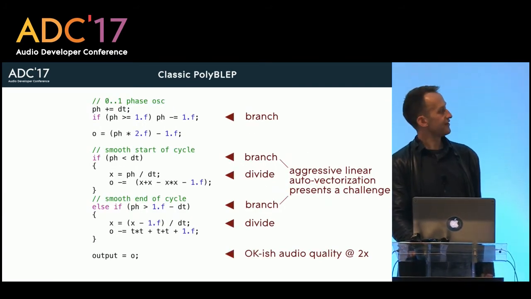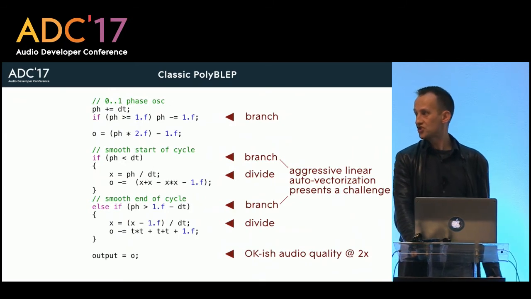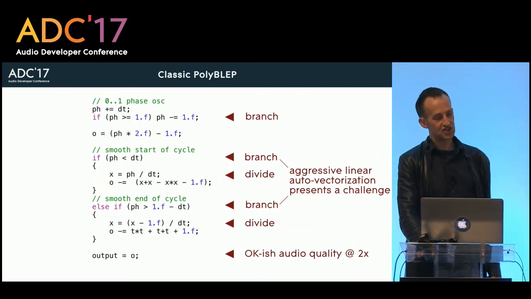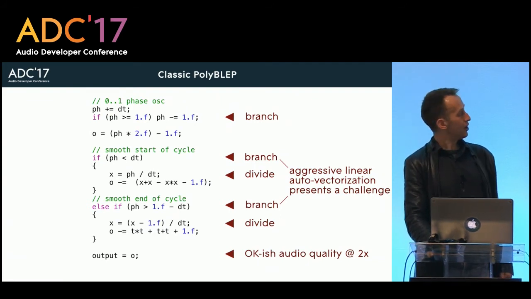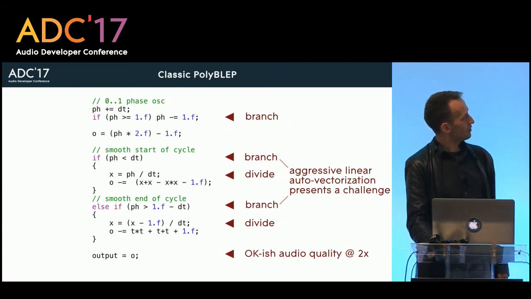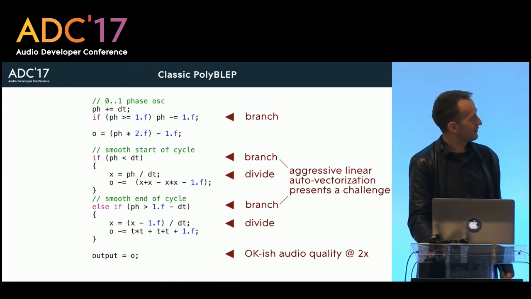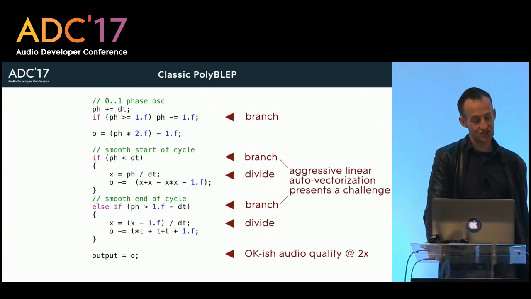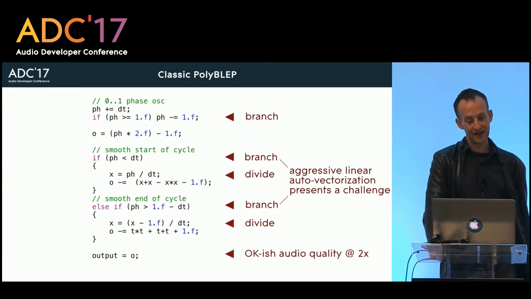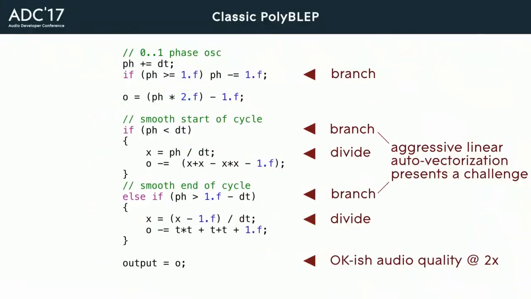So I looked at an algorithm called the Polyblip, which some of you will be familiar with, which is the polynomial band-limited step. We've actually got 3 branches there, 3 if statements. That's not ideal. And then also some divides, which again are slow. If you can do multiplies or adds or pre-compute an inverse instead of doing a divide, that can save you a lot of time on the processor.